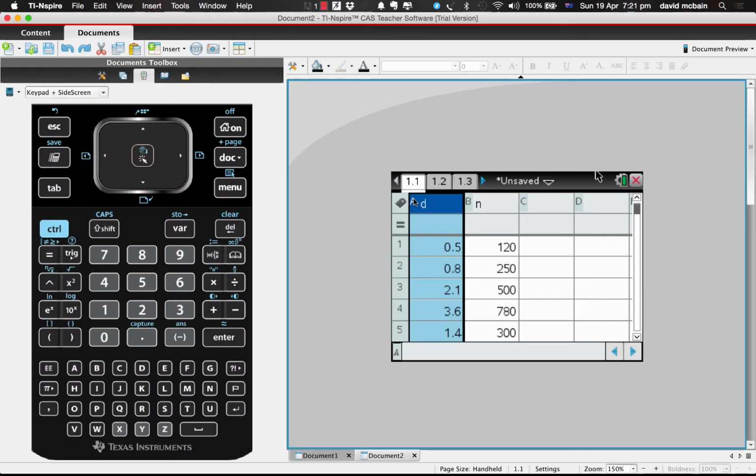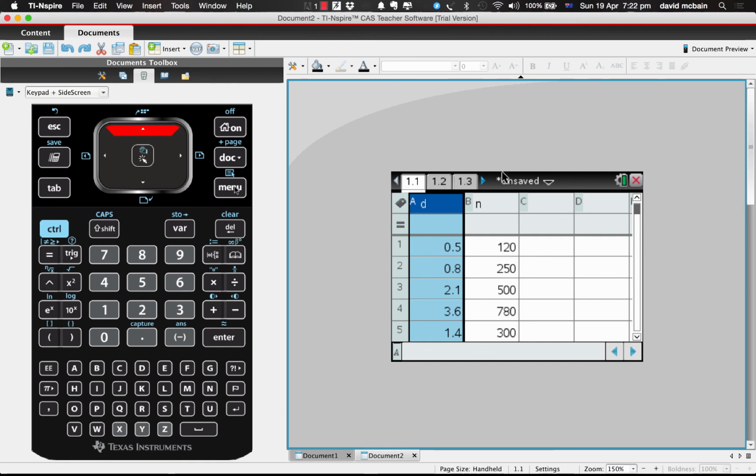Okay, here we are on our CAS calculator, and I've entered my data, as you can see here. The left-hand side is variable D, which is the depth of the snow, and this column here is N, the number of skiers that have booked into the lodge. You might remember from last term how we can take this data and very quickly work out the median. So I'm going to show you again just to remind you.